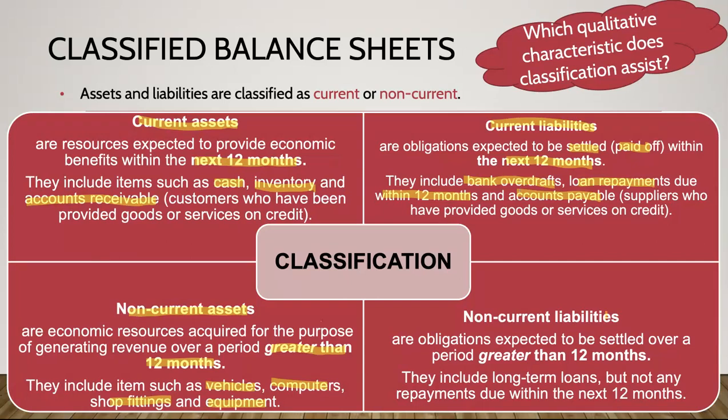Non-current liabilities are all of our liabilities that are expected to be settled longer than 12 months. So this is all of our long-term loans that don't need to be paid within the next 12 months.